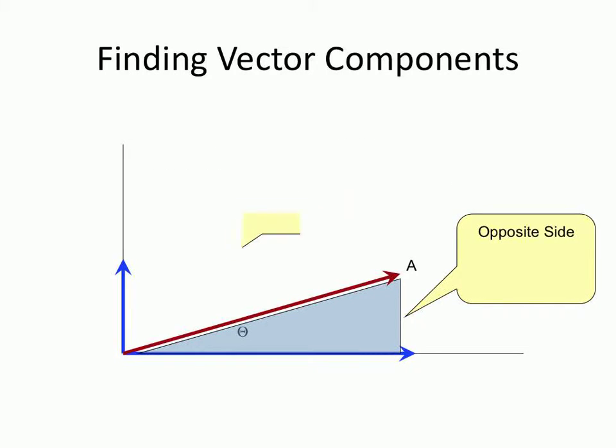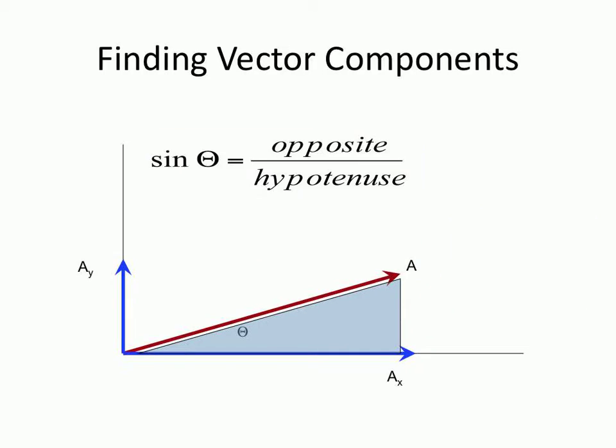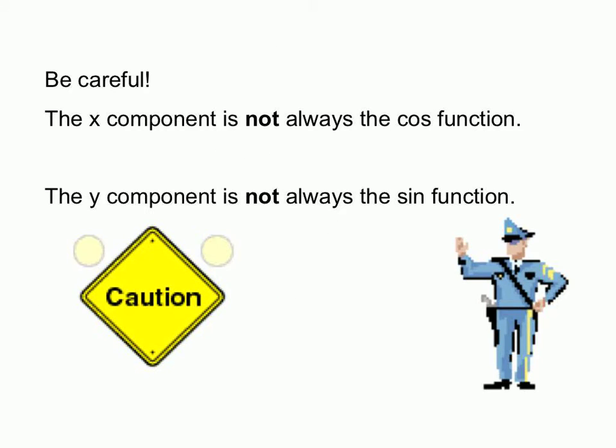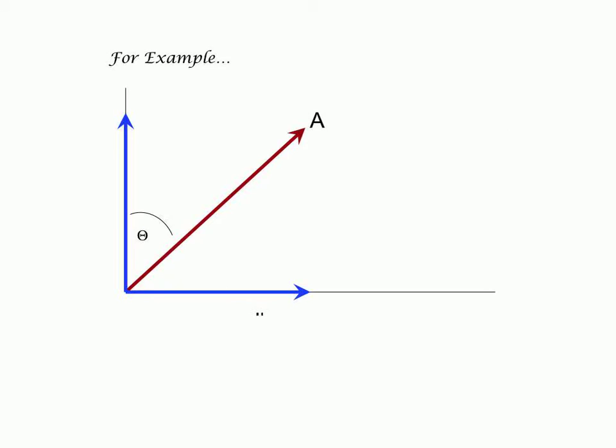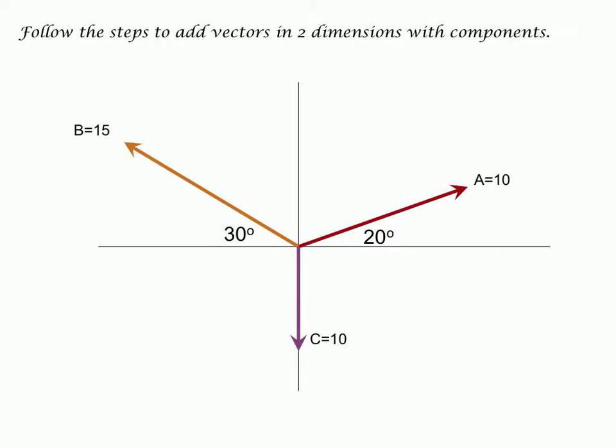Similarly, for the y component, we want the opposite side. It's going to be A sine theta. That's going to work in most situations, but you have to be careful. In this case, with the angle measured relative to the y-axis, it's not the same. So how do we do this in two dimensions with a full problem?